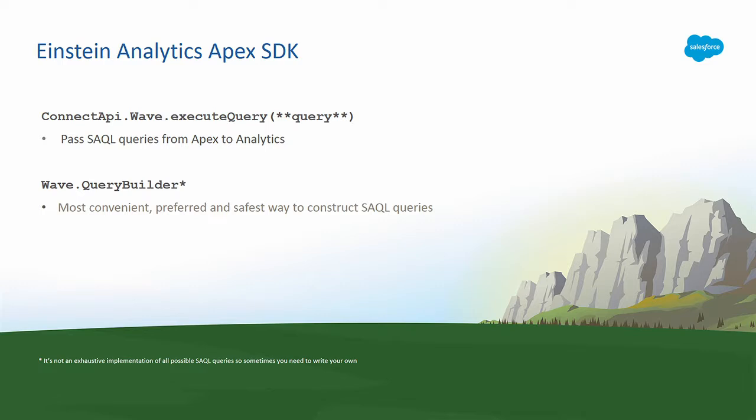But some additional slides about the Apex SDK, because we're using it. At its core, the Apex SDK consists of two core components, which is the execute query. You can pass any SAQL query to it, and it will execute it. And it's the query builder. Salesforce says it's the most convenient, preferred, and safest way to construct queries. But just to not get too complex, for our example, we're going to create the query as a string. But the query builder would be your first place to go if you want to try it out.